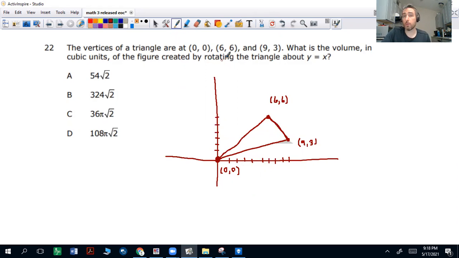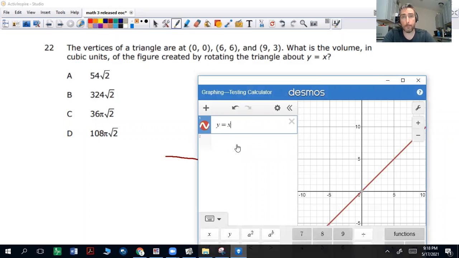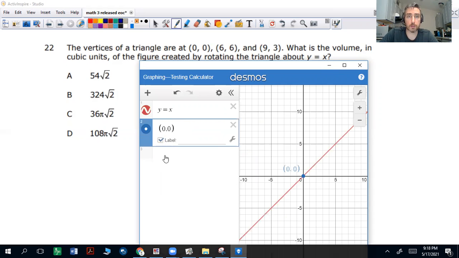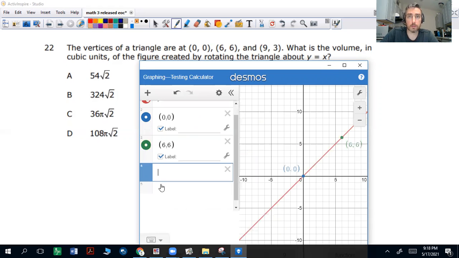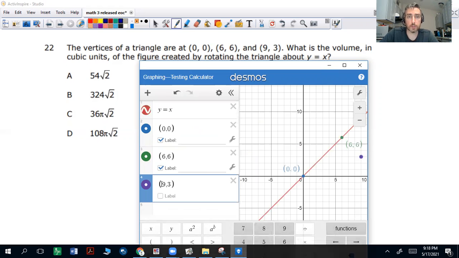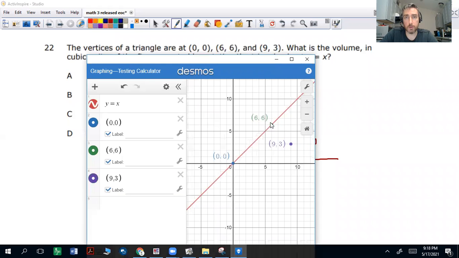First of all, when you rotate across a line y equals x, did you know that the line y equals x is the diagonal line? Did you also know you can plot points? So if you want to plot a few points just to make sure you're drawing them right, there's (0, 0), there's (6, 6), and there's (9, 3). So you can see, all right, we got all the 3 points. And if you were to draw a line between here, you would have yourself a right triangle.